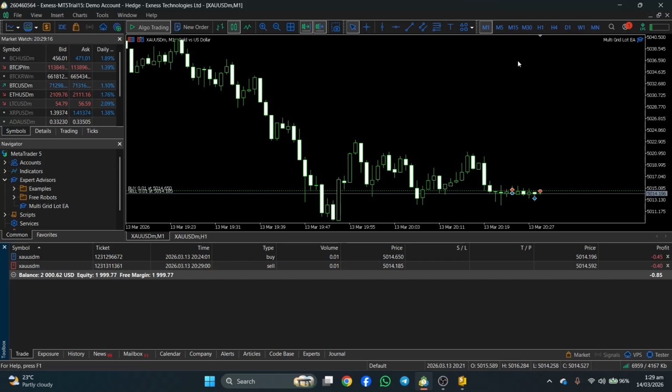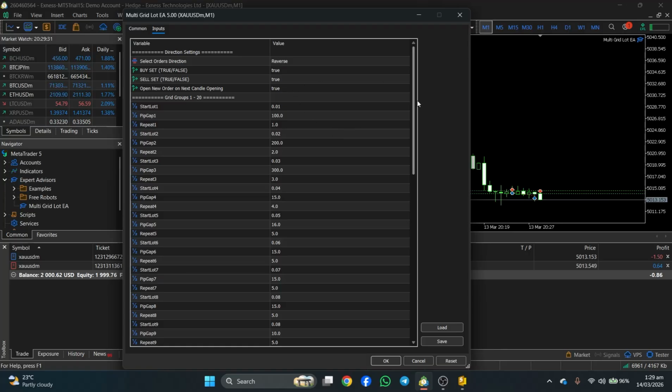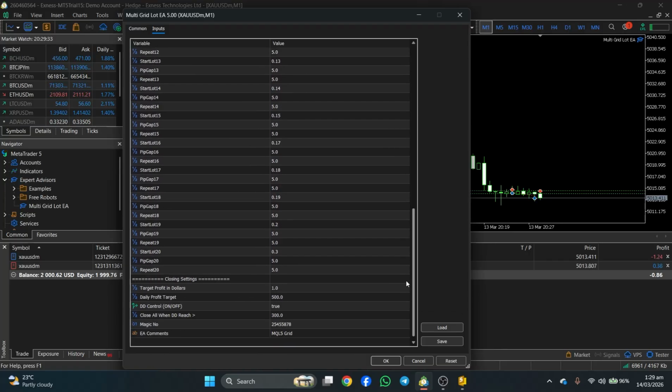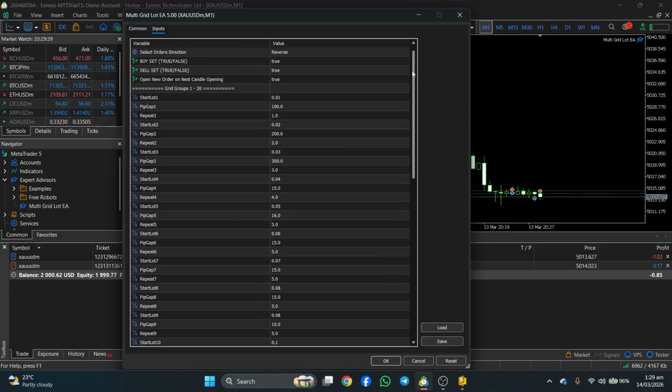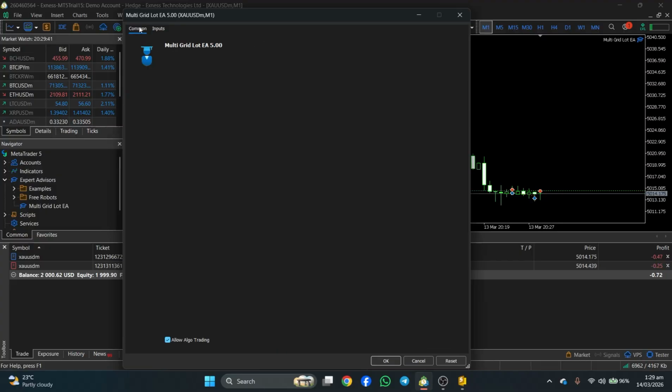So it is very good if you want to set a complete martingale system and a layer grid system. You can set it as your customized grid system, and all the settings, you can see here, are editable. If you want to further edit this, or if you want further modification in this EA and you want this EA, then you can contact us to get this EA.